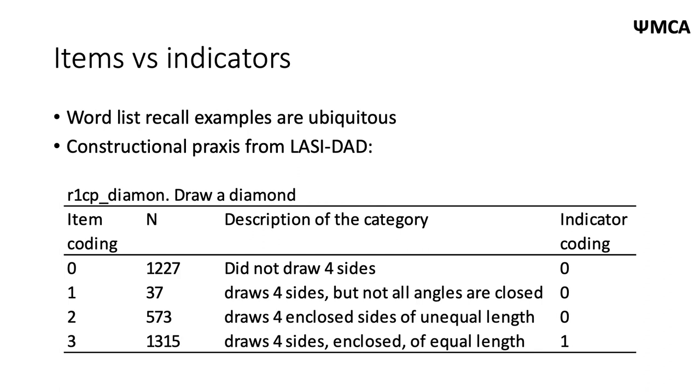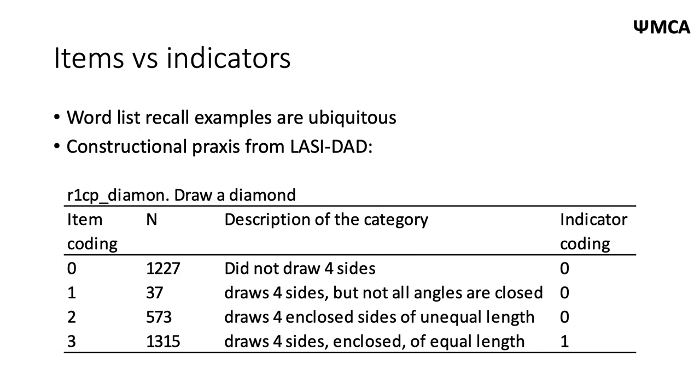And so I've described what you have to do to get these scores. So for a 3, you draw 4 sides, and the lines are enclosed, and the lines are of approximately equal length. And then for a 1 and a 2, you're drawing 4 sides, but maybe the sides are of unequal length, or maybe you've not closed all the angles appropriately to within an eighth of an inch. And a 0 is you didn't draw 4 sides.